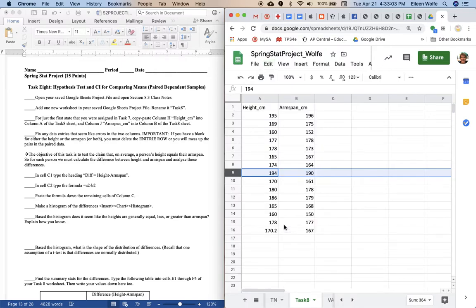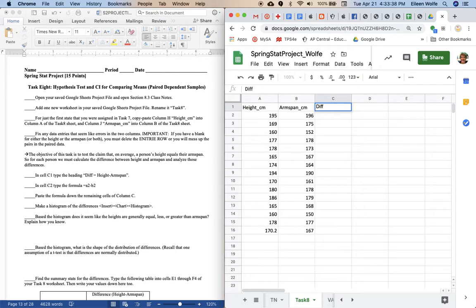All right, so I only ended up with 15 measurements that make sense to me. Notice that although I have filled into row 16, I know the size of my data set is 15 because there's headings in the rows. Okay, so that fixing took a while. Now I'm interested in a claim that a person's height tends to equal their arm span on average. So in order for me to analyze that claim, I'm going to need to calculate differences. So the remaining work on this activity, this project task 8, is going to be on difference.